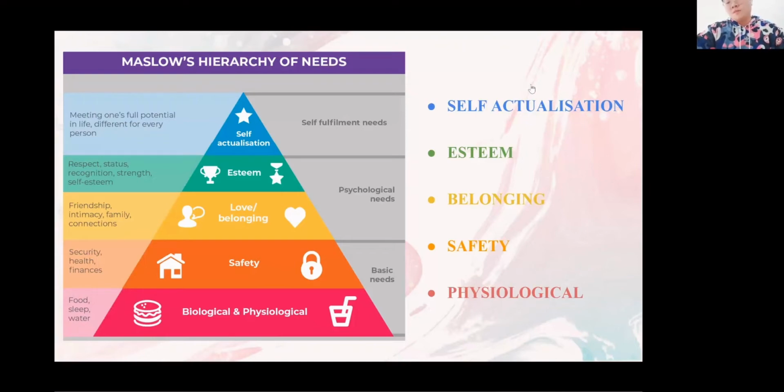American social psychologist Maslow developed a famous theory called Maslow's hierarchy of needs, which divides a person's needs into 5 levels. Next page, please.